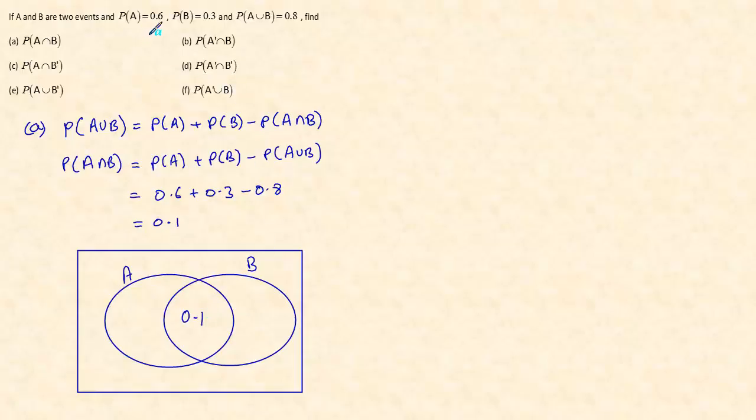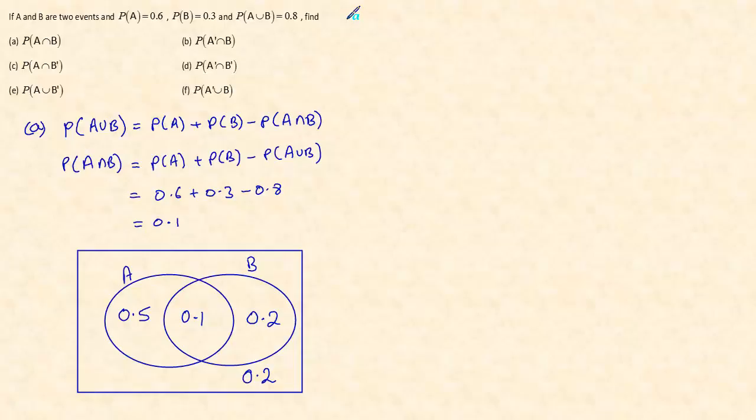The probability of A is 0.6, and if 0.1 is in the middle, that leaves 0.5 in this bit, so that we have 0.6 in total in A. The probability of B is 0.3, so this bit here must be 0.2. And altogether, we can see that that is 0.8, leaving 0.2 to go in the outside.